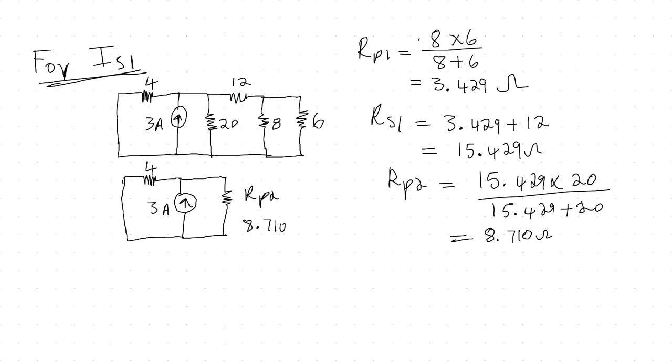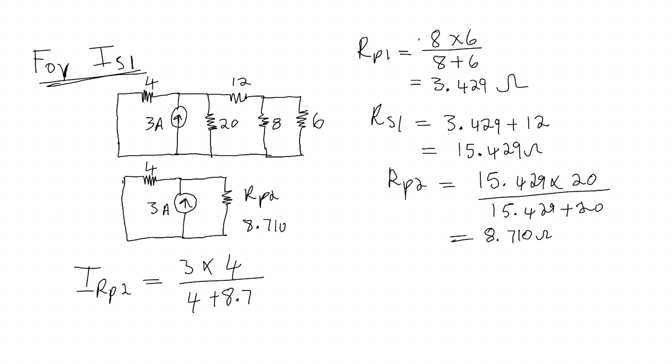So now remember, what are we looking for? We're looking for the current through 12 ohm. So normally we are interested in RS1. Why RS1? Because RS1 is the one that has the 12 ohm. So I'm going to apply the current divider rule to find IRP2. IRP2 is going to be 3 times 4 divided by 4 plus 8.710.